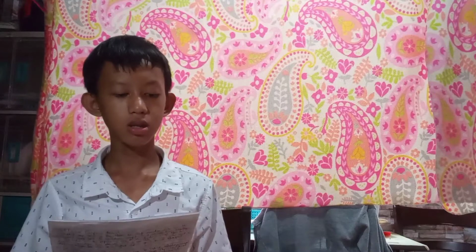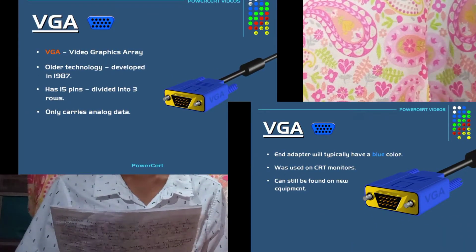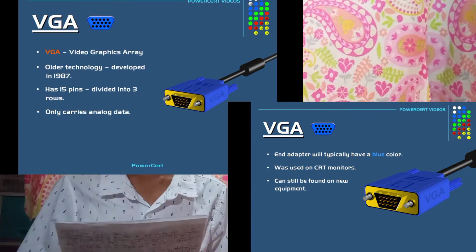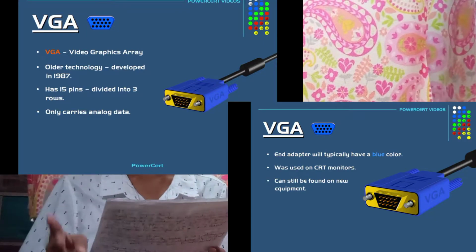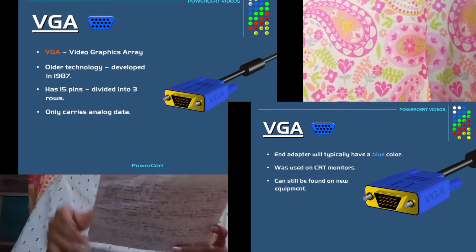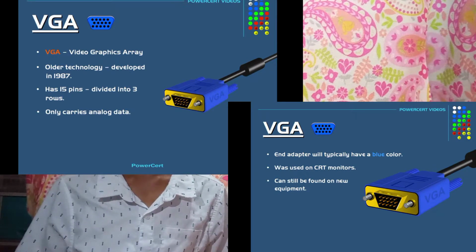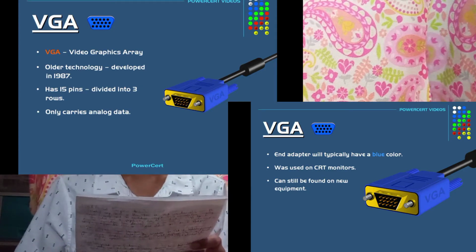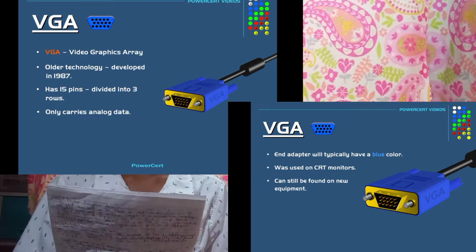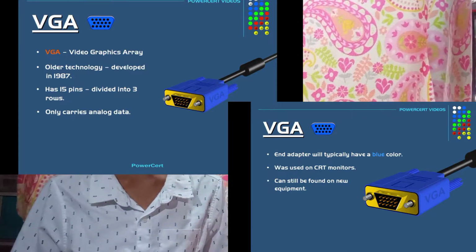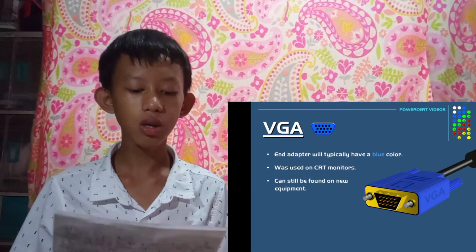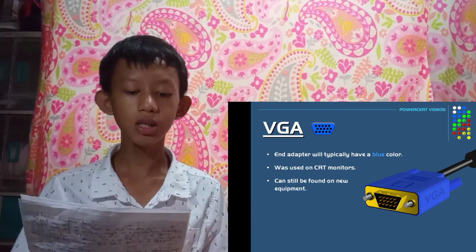Other information, VGA or Video Graphics Array. Older technology developed in 1987. It has 15 pins divided into 3 rows. Only carries analog data. The end of it typically has a blue color. It was used on CRT monitors, and can still be found on new equipment.